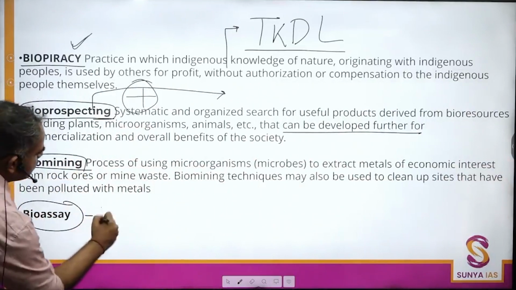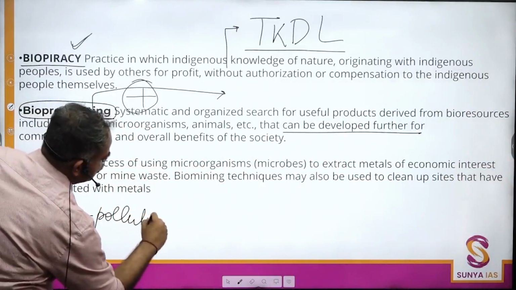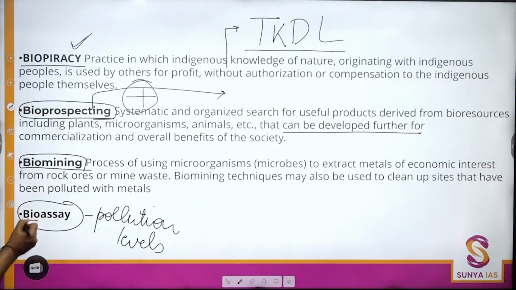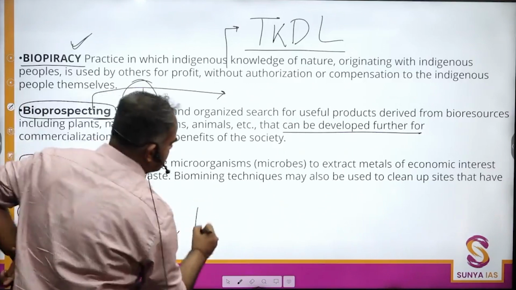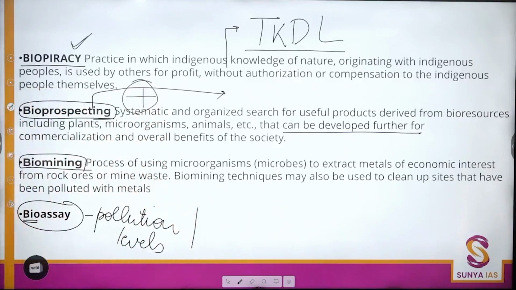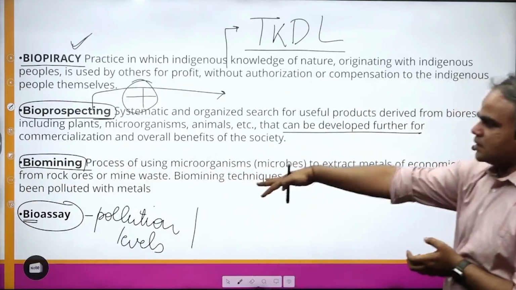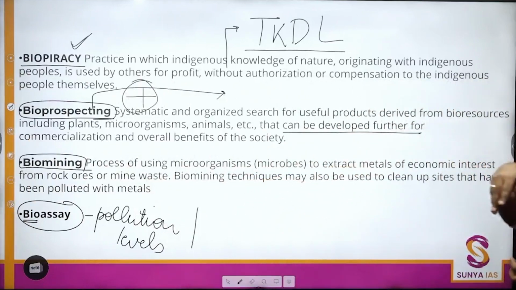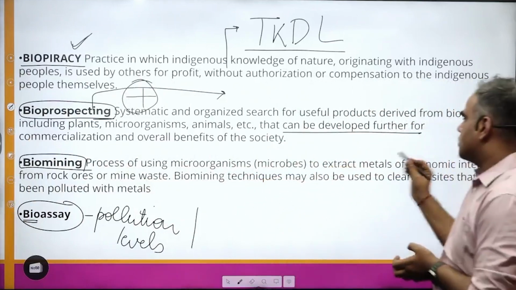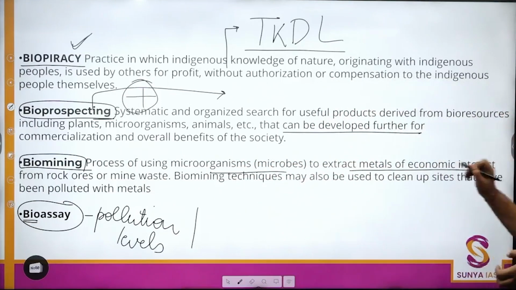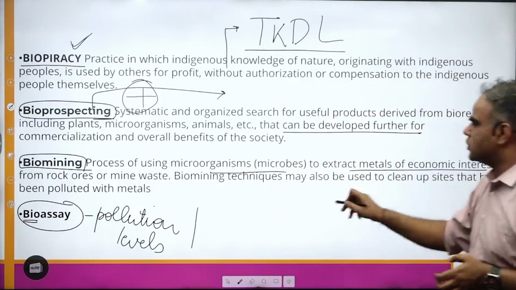Bioassay is similar to checking the pollution levels. So the use of biological organisms to know about the pollution levels, and this concept is similar to indicator species. Indicator species will also tell you the health of the ecosystem. In the same manner, this will tell you. What is biomining? The name will tell you: microorganisms. You extract the metals from rocks and ores.